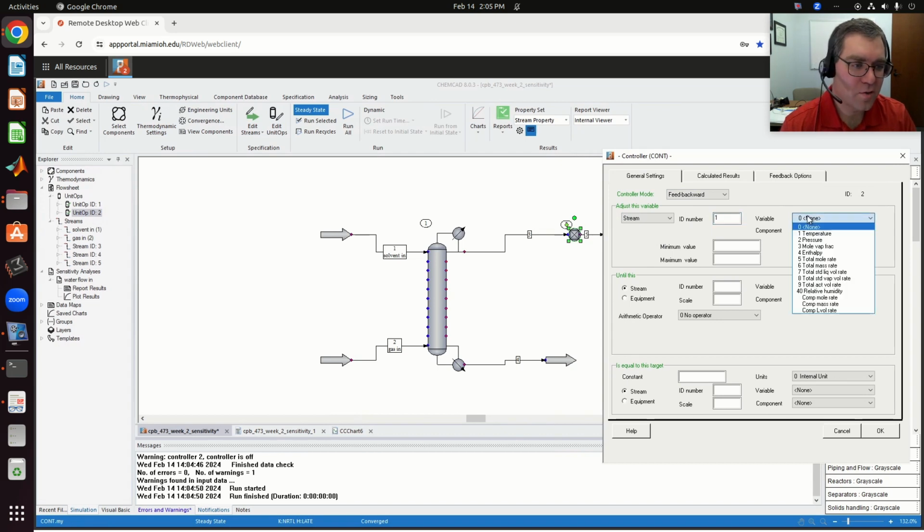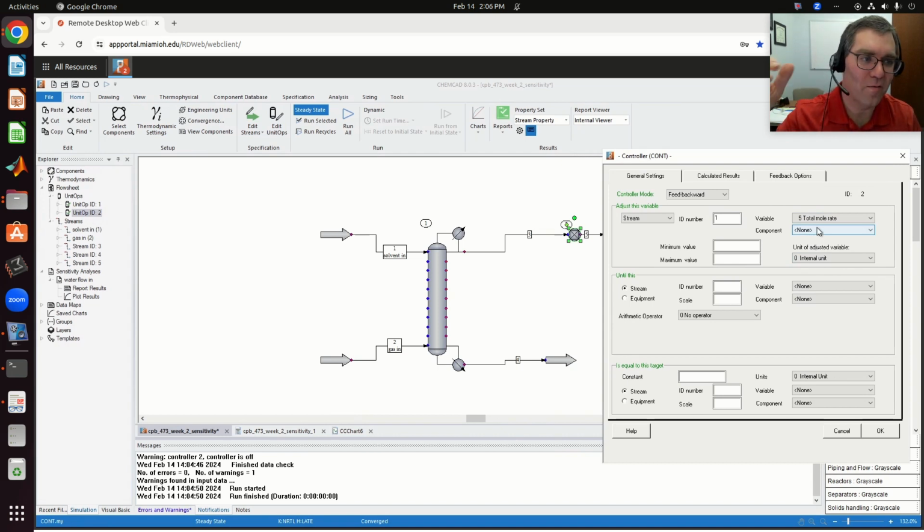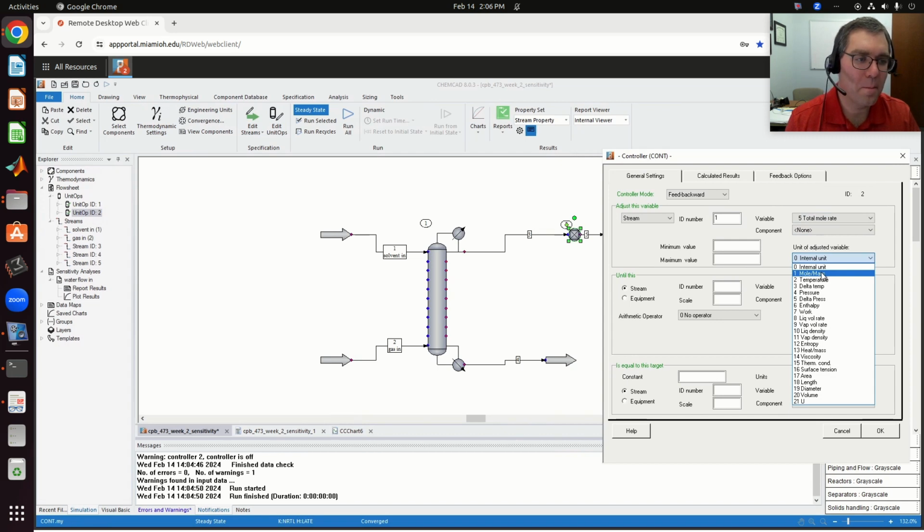Okay, I'm going to adjust the flow rate of water. So it's going to be the total mole rate. You could do a component mole rate, but I'm just going to keep it a total mole rate since I had specified a mole frac of 1 and then specify the total flow rate. In terms of units, the unit is going to be mole per mass here for my mole rate.